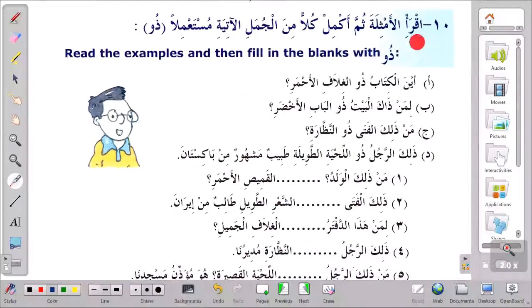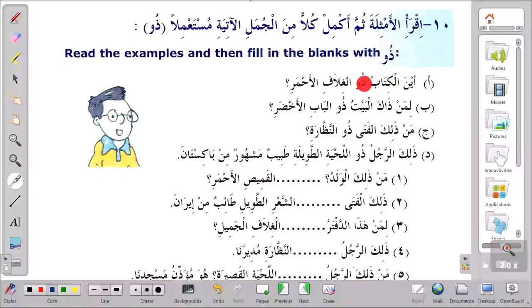Then we have here: اقرأ الأمثلة ثم أكمل كل من الجمل الآتية مستعملا ذو. Okay. Read the following examples. Then you complete all of the following sentences, using ذو. So they want you to use ذو, but they have given you examples here. See how they do the examples, then you complete it.